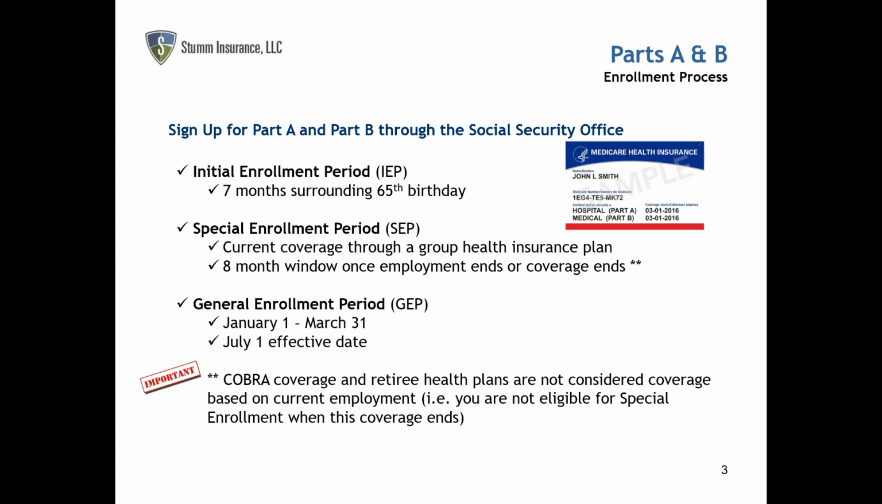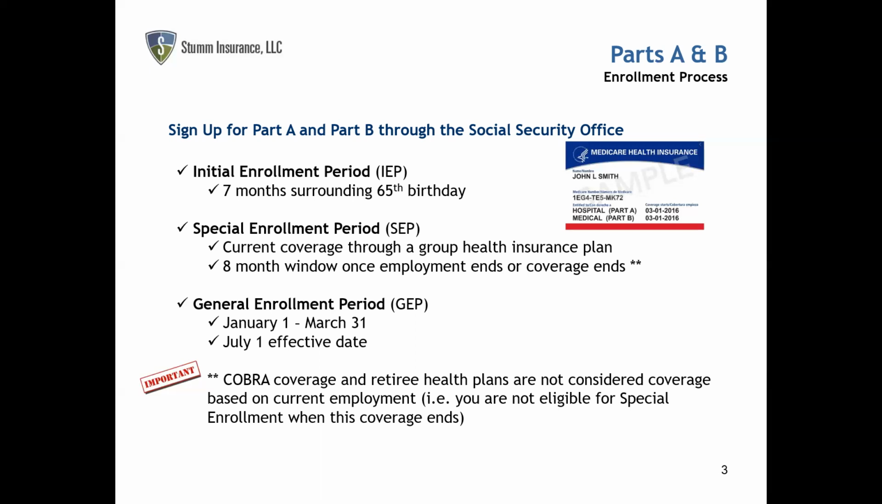The third period is called the general enrollment period, and I just figure this is for anyone that totally missed the boat and was living under a rock, never knew when they turned 65, never did anything when they stopped working or ever went to a doctor or thought about it.